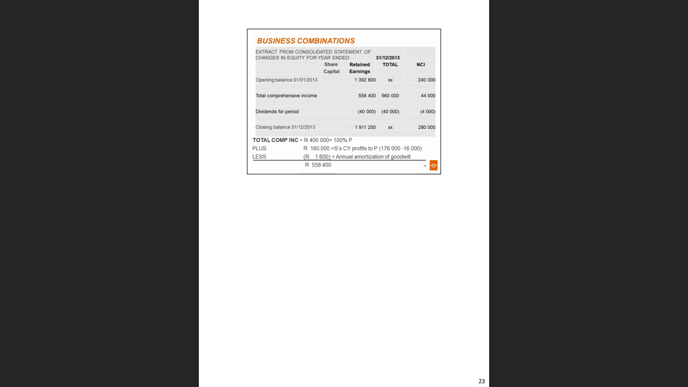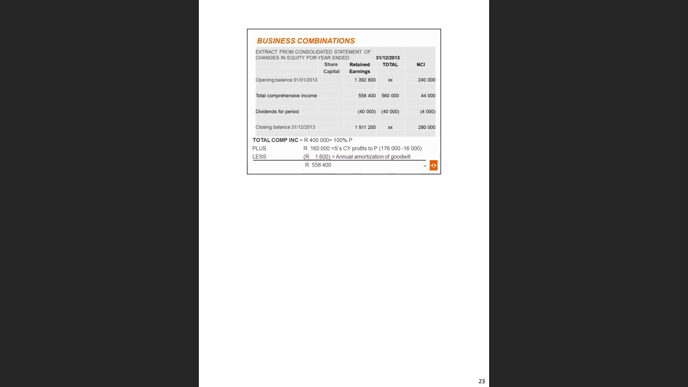So S would have declared dividends of 16,000 Rand during the year. So we need to take this out of the profit, okay? The dividends here are 40,000. This is P's dividends only. So this is the dividends that P is showing.